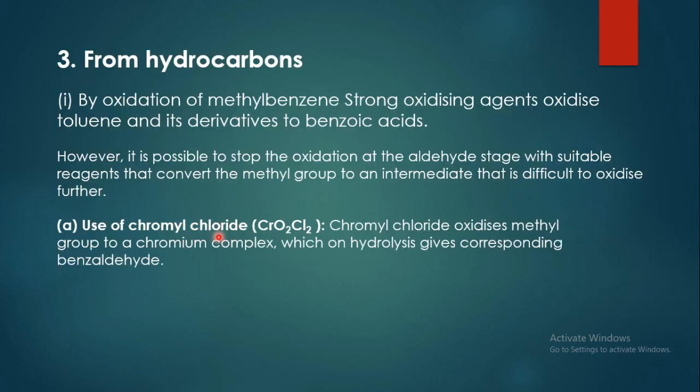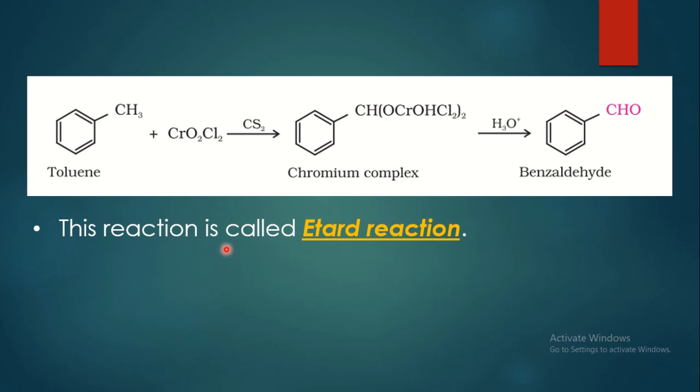One more time, chromyl chloride. It's a catalyst, by the way, in the presence of CS2. So what is CS2? Carbon disulfide. To make the reaction in a proper order, simply, after combining this methyl benzene with chromyl chloride, you will get your chromium complex. So how to remember this chromium complex?